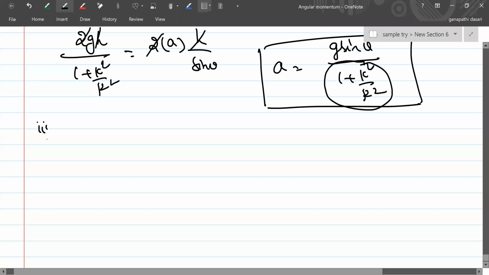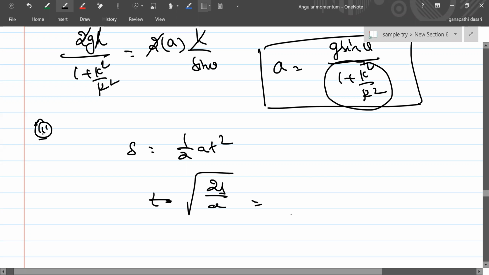Another part is time taken. Time taken is what? S is equal to half a t square. Initially velocity is 0. T is equal to, translation I am taking, 2s by a. So that is root over 2s by g sin theta by 1 plus k square by r square.